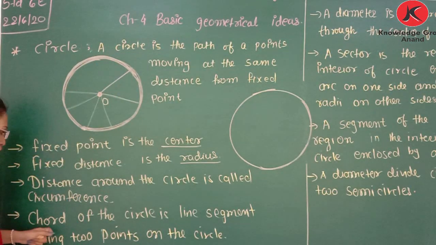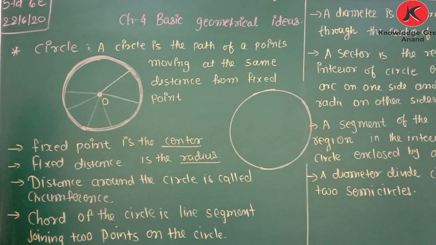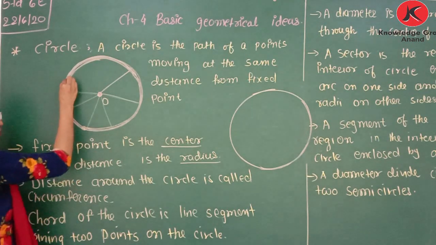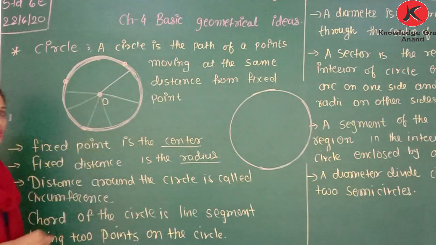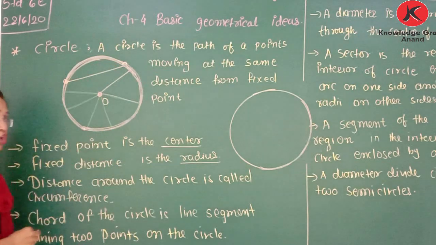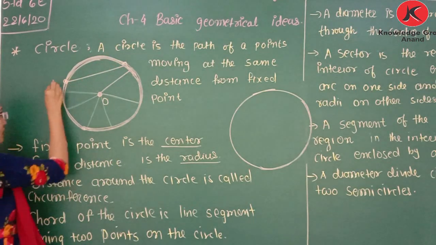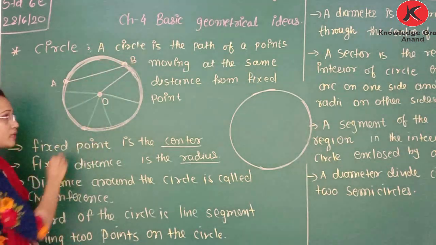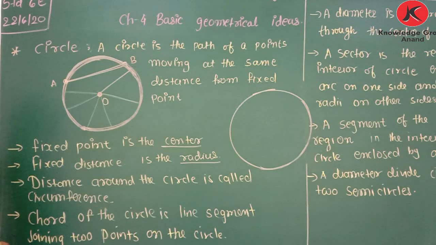After that, a chord of the circle is the line segment joining two points of the circle. What is a chord? If we take this point on the circle and another point on the circle, and draw a line segment that joins the two points, it becomes a chord. If we take this point A and this point B, AB will be the chord of the circle. Clear?